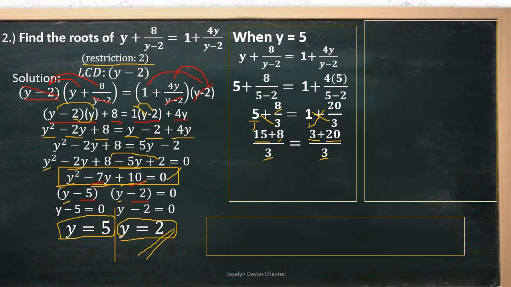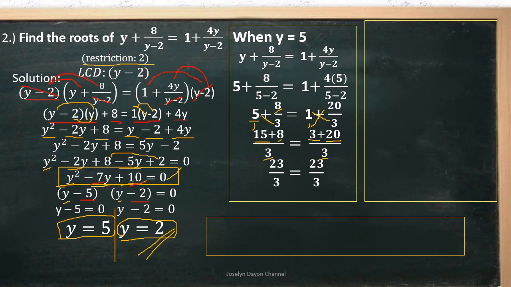And then you have to add further. 15 plus 8 is 23. Copy the denominator 3, and also on the right side we have 3 plus 20. The answer is 23 over 3. So if you have observed, we have a true equation when y is equal to 5. Supposedly, we're not going to check when y is equal to 2 because it is a restricted value.